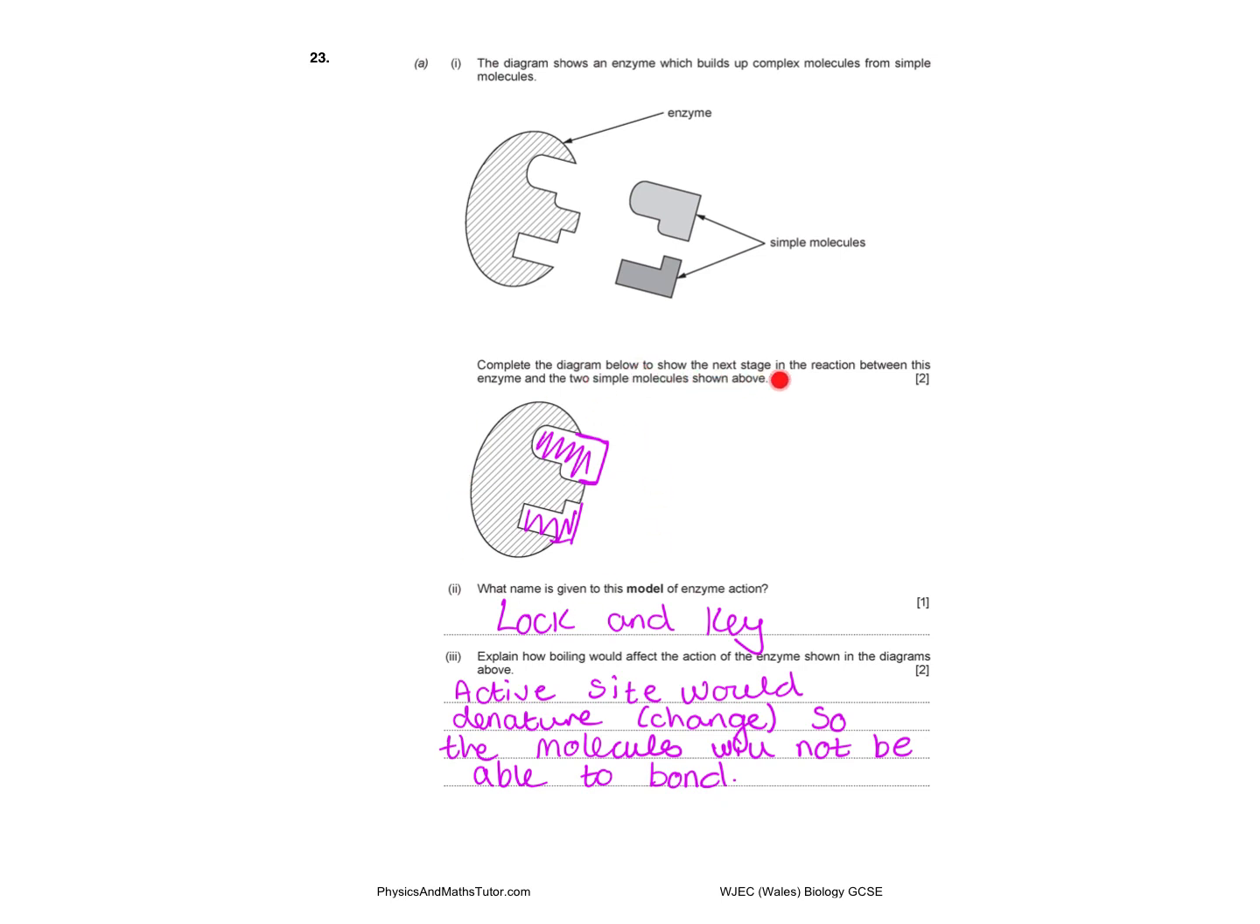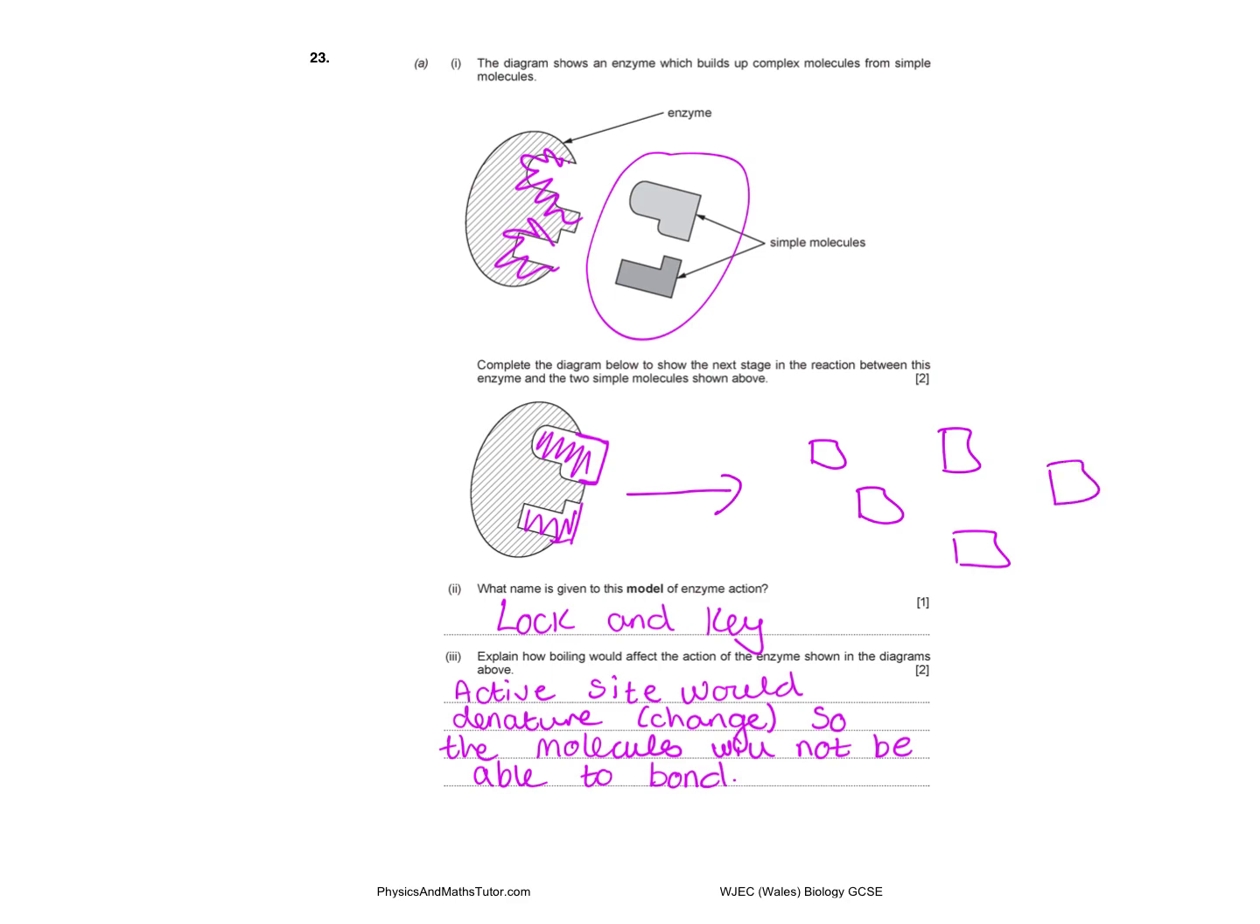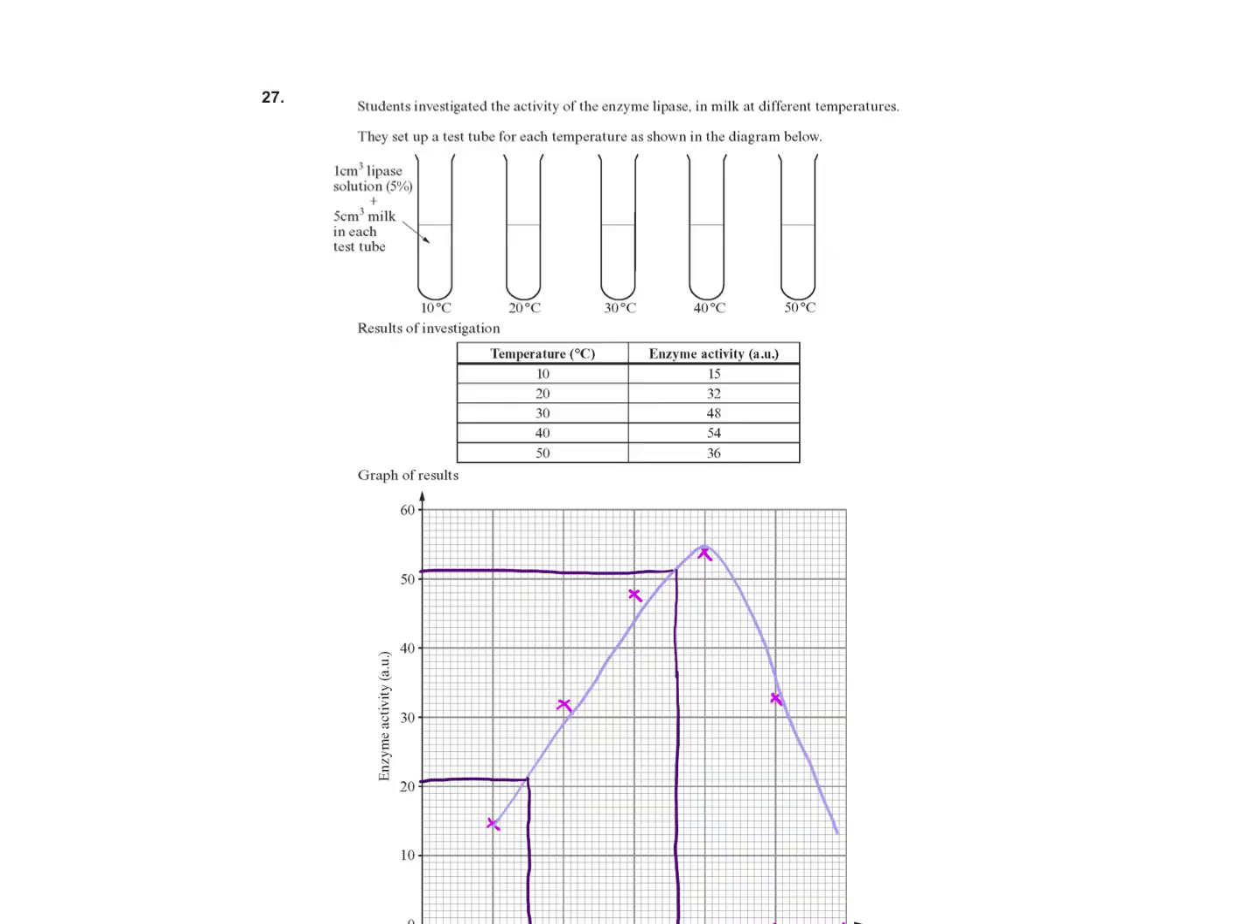Complete the diagram below to show the next stage of the reaction between the enzyme and the 2 simple molecules. They will attach to the active site. This is known as lock and key. What effect would boiling have? Boiling would change the shape of the active site, so these small molecules will no longer fit. They can't bond, you can't break them down. If you wanted to add another stage here, you would get loads of small bits, which is really important for digestion. We need the smallest bits possible.